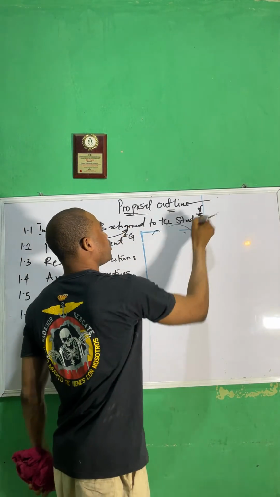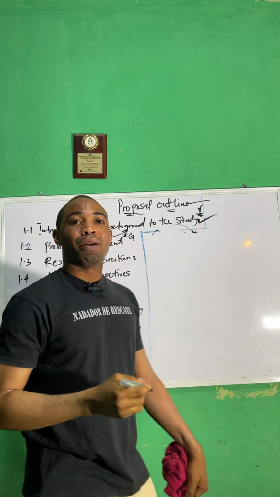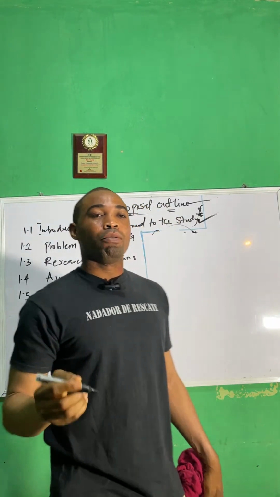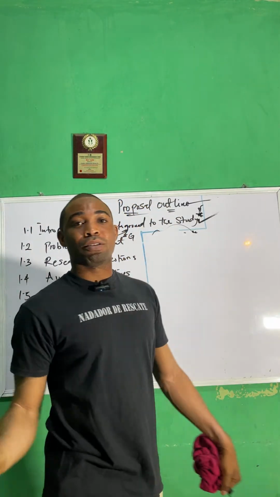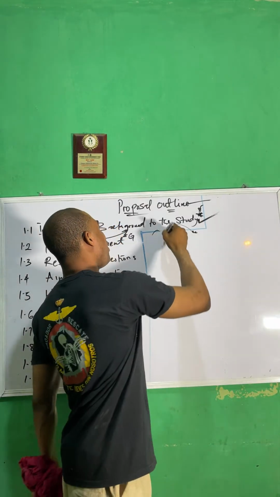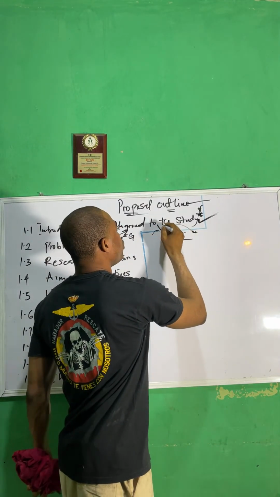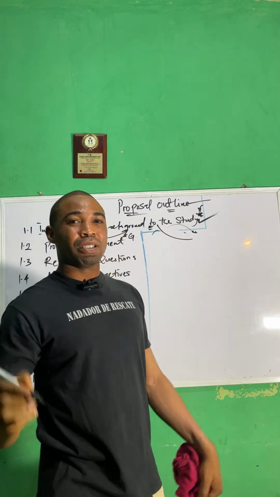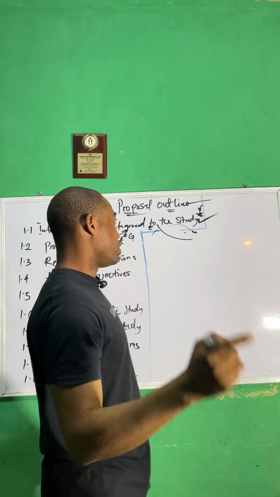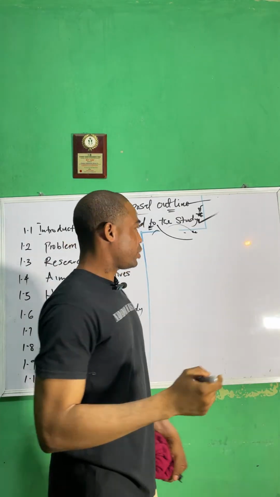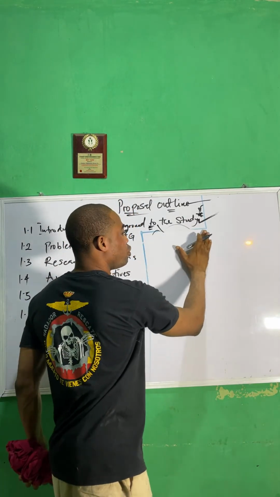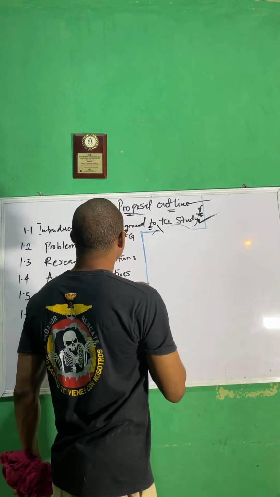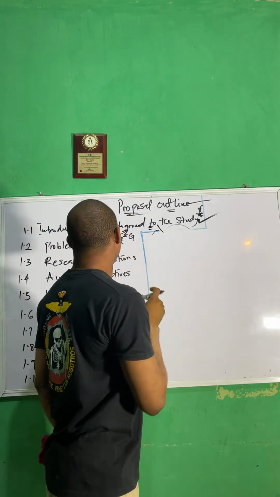I asterisk this place because some always call it background of the study, and some denote it as background to the study. But it is more academic to use background to the study. So it is advisable to use background to the study, because you are introducing the study. So the first thing in your proposal is introduction.